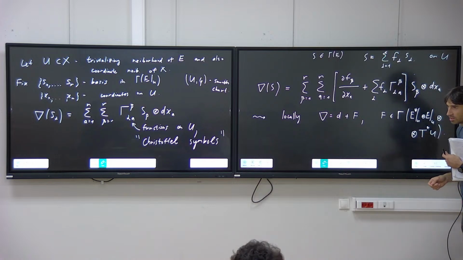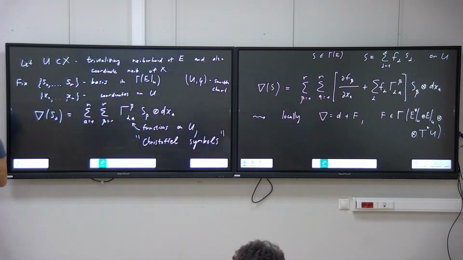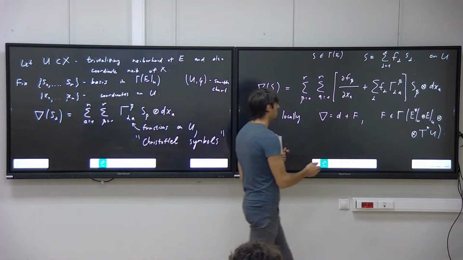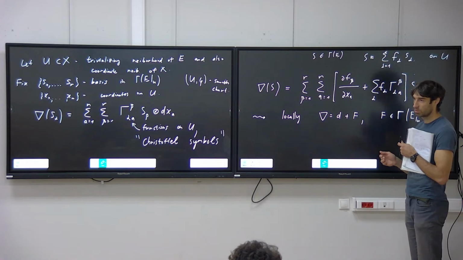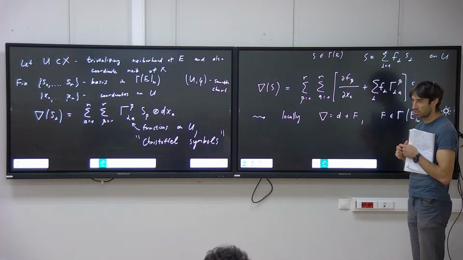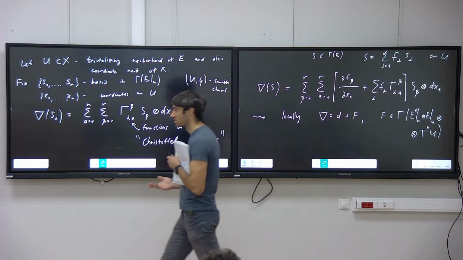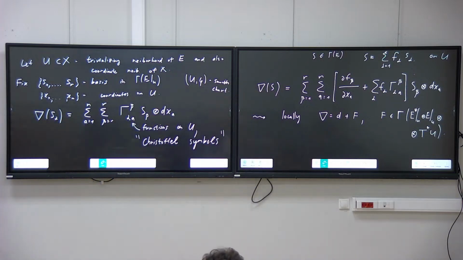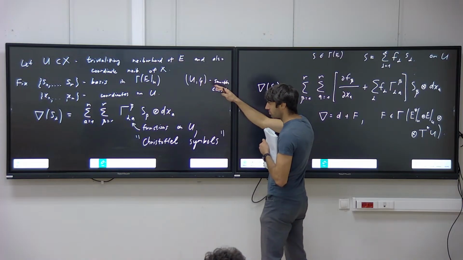And plus this, which is this f. Why is this decomposition only local? Well, because I cannot guarantee you the existence of a global basis. If there's a global basis, then no problem, we can do it globally. But you have a global basis only for trivial vector bundles, which is not a very interesting case, actually.